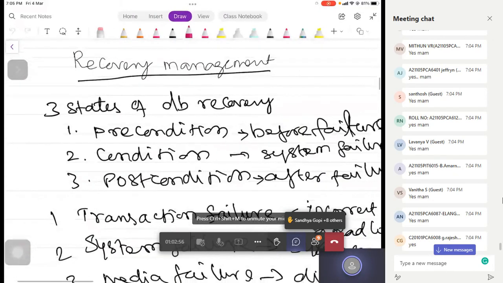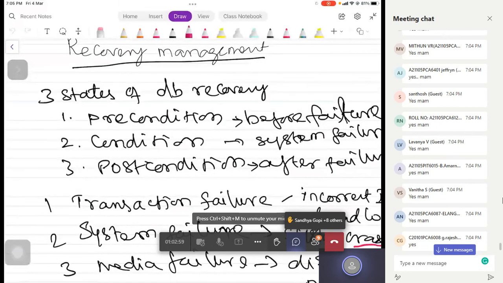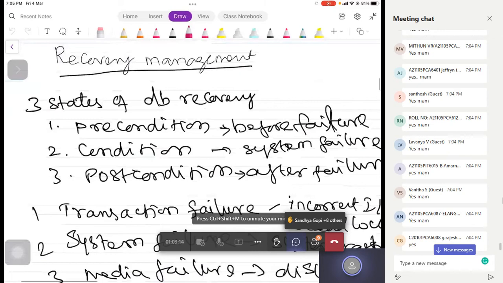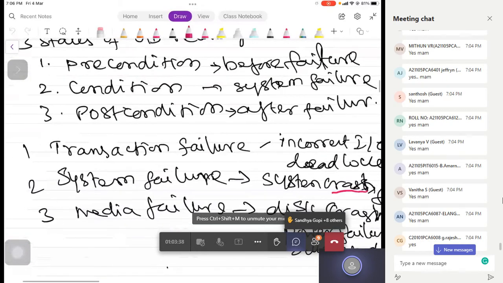Then recovery management. There are 3 states of database recovery management: one is precondition, before failure; another is condition, at the time of system failure; and another is post condition. Precondition means prevention is better than cure. Condition is what action to be taken at the time of failure. Post condition means after the failure, what remedies you want to take. There are 3 types of failures.